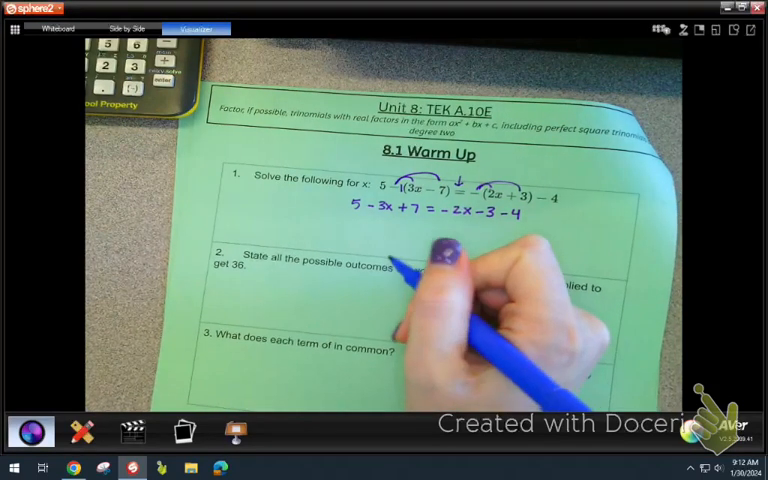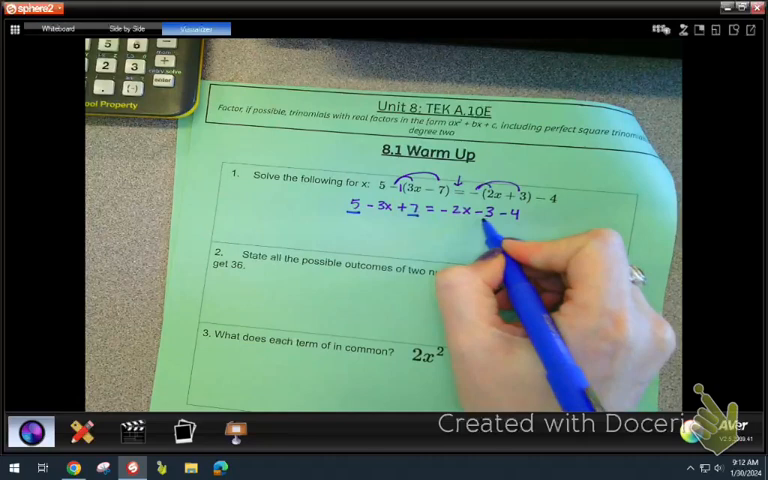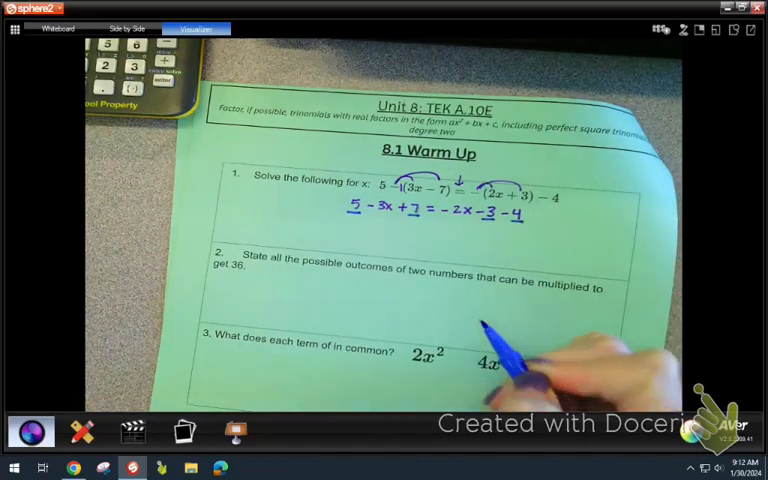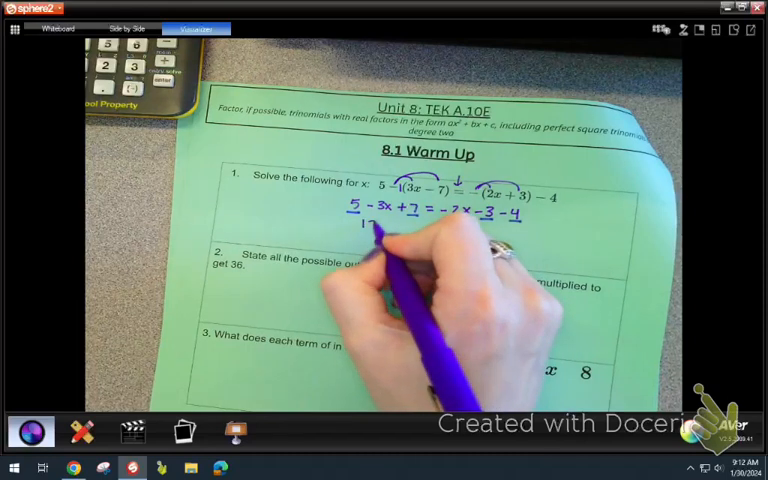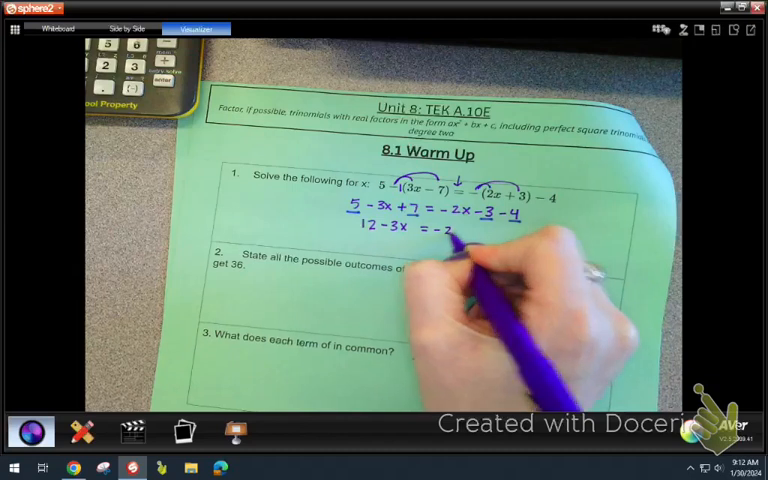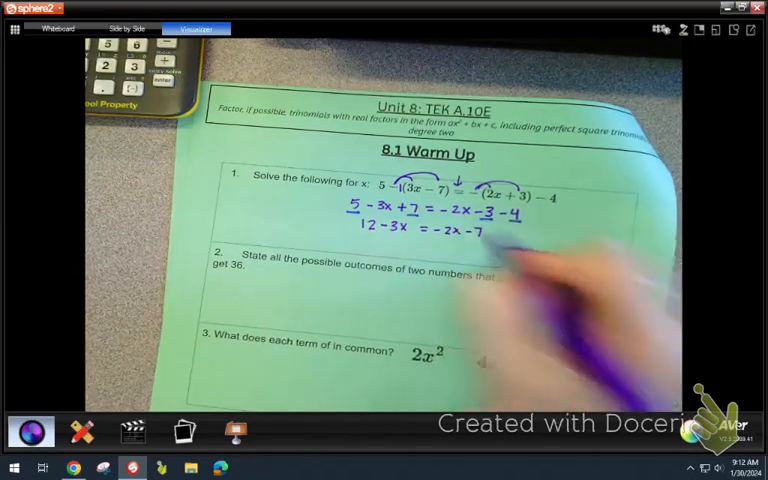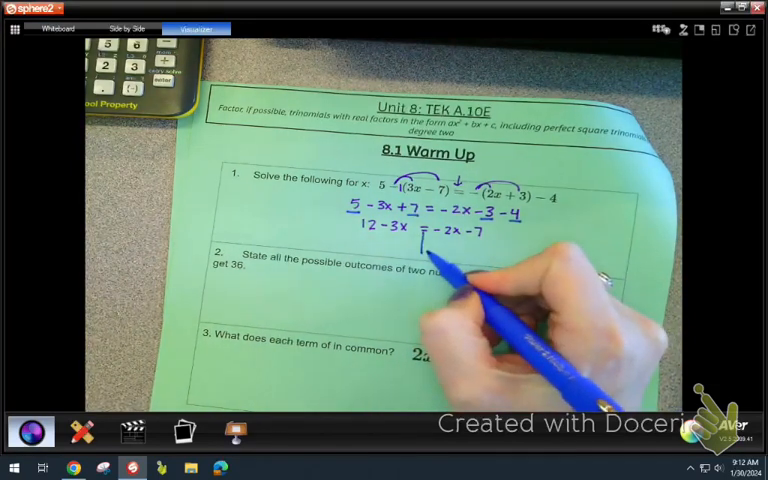Now, before we start moving sides, we need to check for our like terms, which I'm underlining on each side. And when I put those together, I'm going to get 5 and 7 combined to be 12 minus 3x equals -3 and -4 combined to be -7. And then my goal is to get x on one side and numbers on one side.